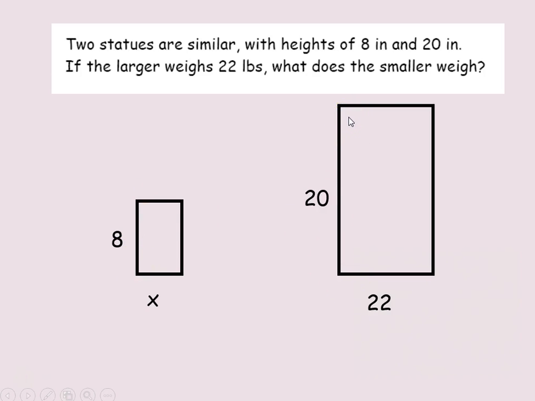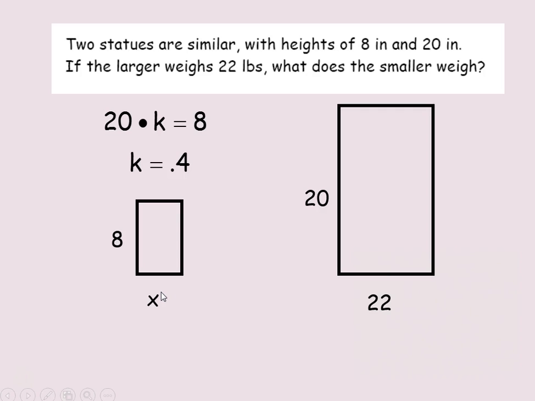We can pretty easily find our scale factor, our k, because we're relating the two lengths. To do that, 20 times k is going to be 8, or you could do 8 times k is 20. Either way would work. I'm going to do 20 times k is equal to 8, and find that k is 0.4. So if I'm going from the larger to the smaller, 20 times 0.4 gives me 8. That's our scale factor. I want to find the weight of the smaller statue since these things are similar.